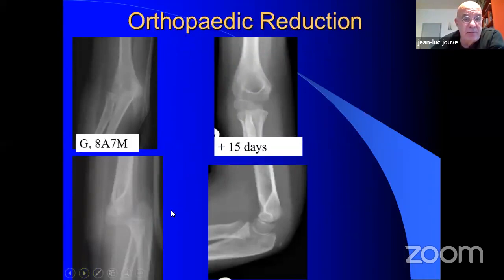And this is an example of posteromedial dislocation. And you see the result at 15 days with a very good result. There is no fracture, there is no associated fracture. And it is typically a pure posterior dislocation without any problem.